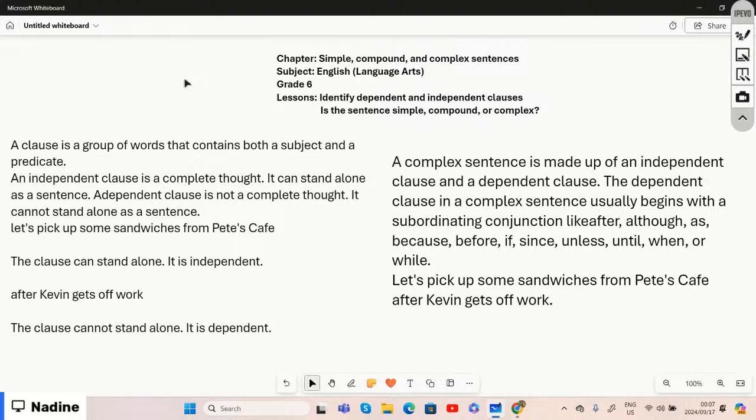All right. So before we go on to what a simple sentence is, what a compound sentence is, or what a complex sentence is, we're going to make mention of a clause, right? And a clause is a group of words that contains both a subject and a predicate. That's a clause.